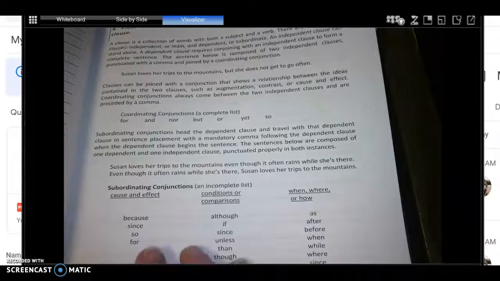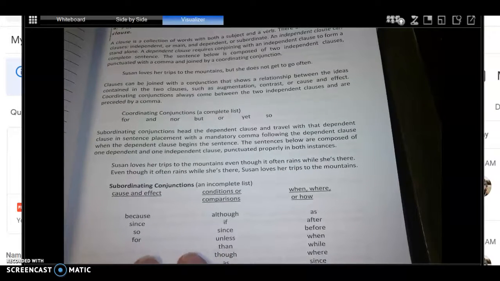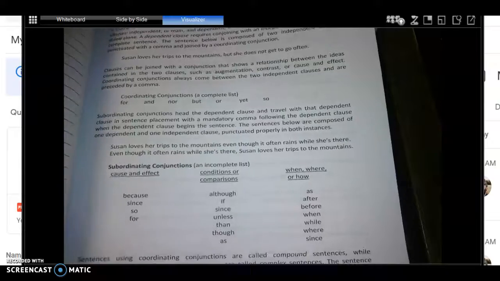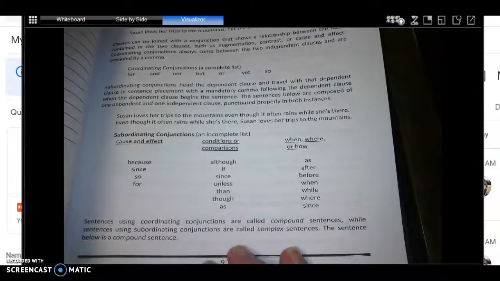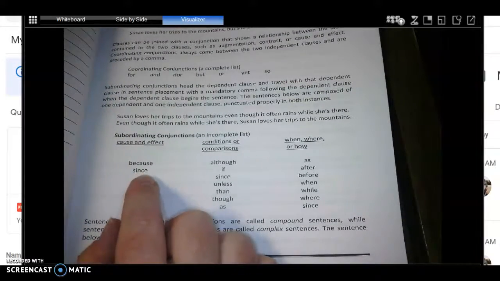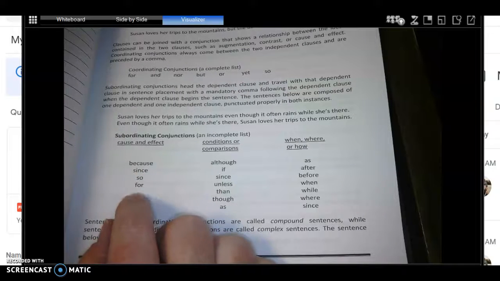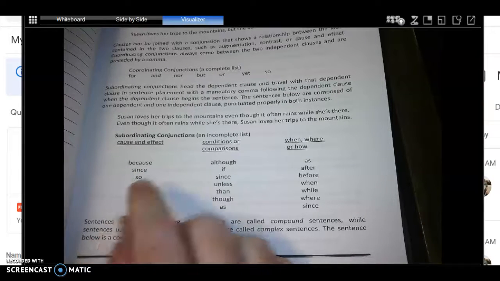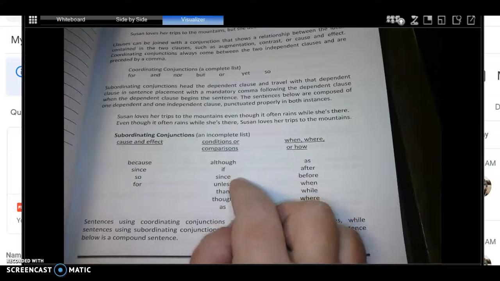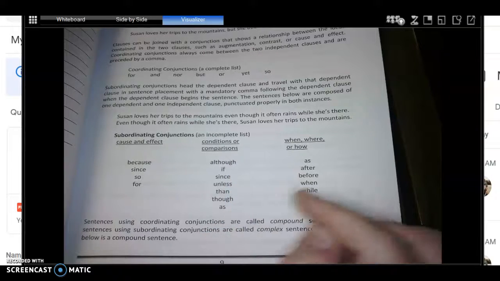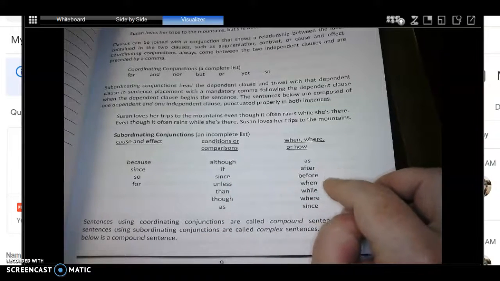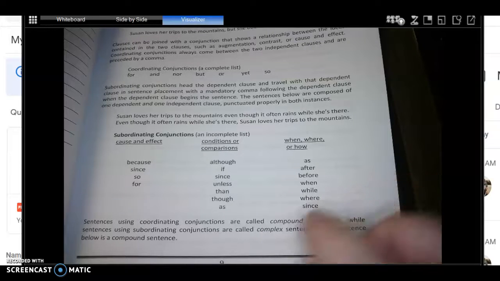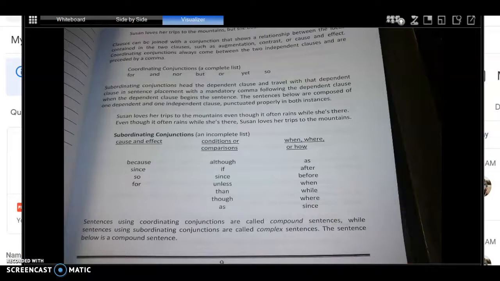Okay. Here we have a list of the subordinating conjunctions. Got to move my book up a little bit there. Because, since, so, for, notice for can be a subordinate conjunction as well. Although, if, since, unless, then, though, as, after, before, when, while, where, since. So these are a list of subordinate conjunctions. It is not all of them. There are others, but they've put some of the key ones here for you.